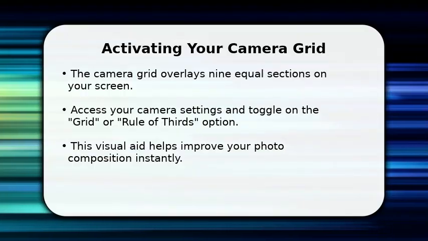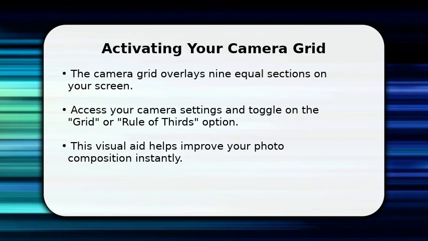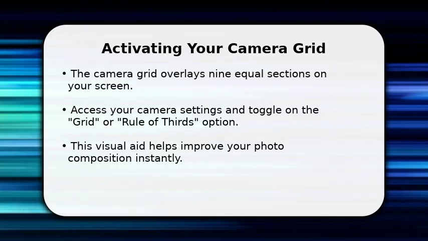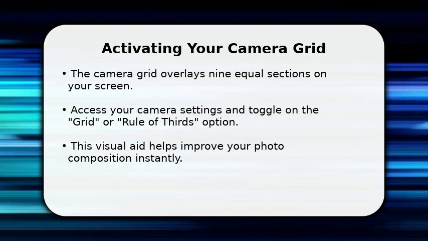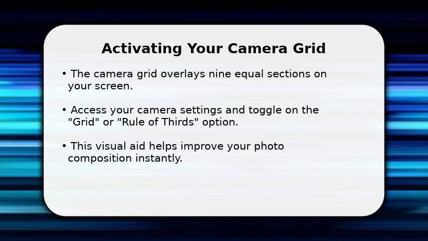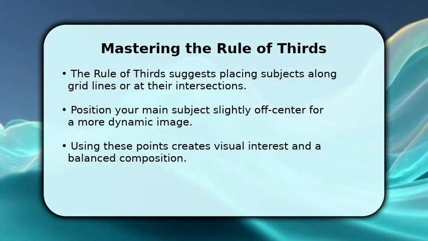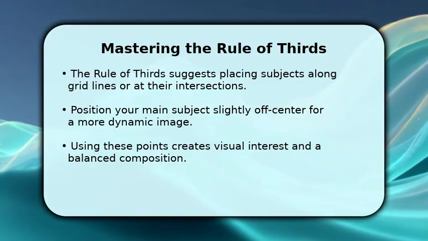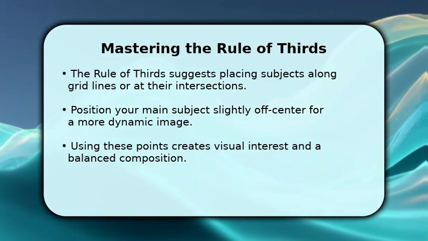In this video, I will explain how to use the camera grid step by step. First, let's activate it. Open your camera app, then navigate to the settings menu, often represented by a gear icon. Look for an option labeled Grid, Grid Lines, or Rule of Thirds, and simply tap to turn it on. This will display 2 horizontal and 2 vertical lines, dividing your screen into 9 equal sections, providing an excellent starting point for better photos.